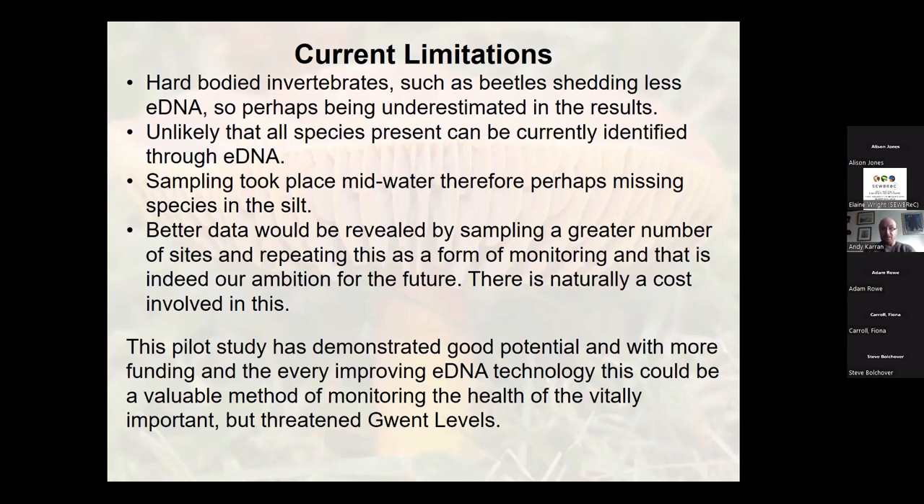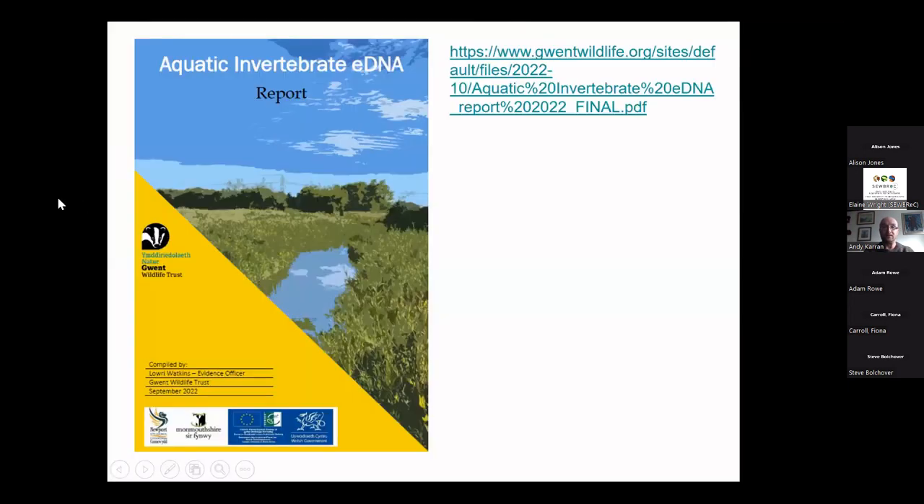But we feel if we did a bigger data set, and I think eDNA technology is always progressing, it was a good pilot study, and it certainly got use, but I'd say it probably needs a bit more work. Hopefully in the future it could be a very valuable way to monitor the health of the Gwent Levels. And we did a report on this. My colleague Larry put that together. That is available on our website if anybody wants to look at all the finer details.